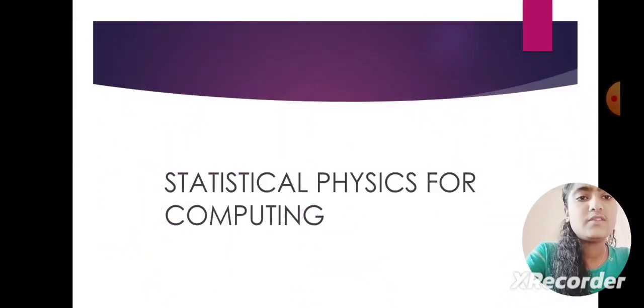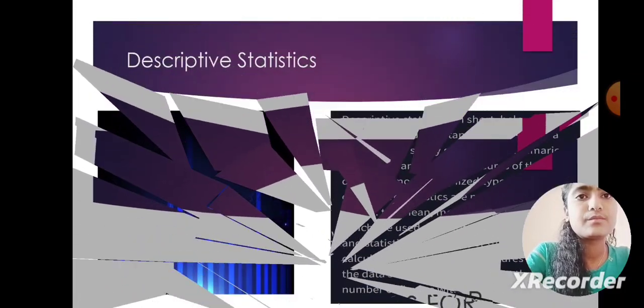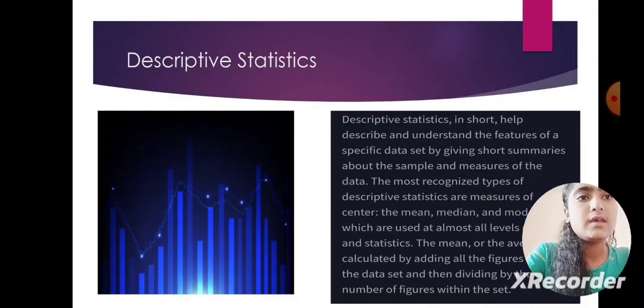Now, statistical physics for computing. Descriptive statistics, in short, help describe and understand the features of a specific data set by giving short summaries about the sample and measures of the data. The most recognized types of descriptive statistics are measures of center: the mean, the median and the mode, which are used at almost all levels of statistics. The mean, or average, is calculated by adding all the figures in the data set and then dividing by the number of figures within the set. This is descriptive statistics.